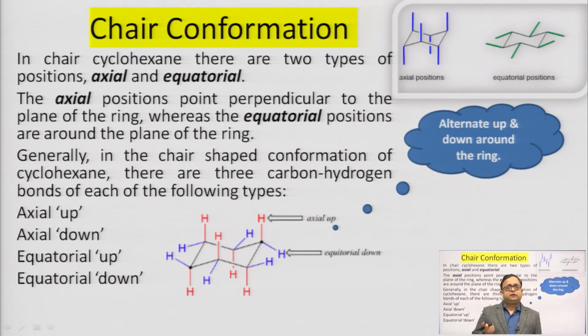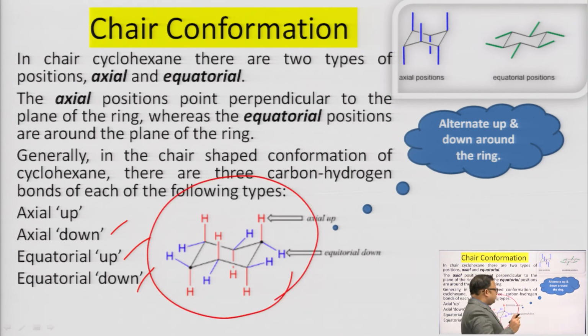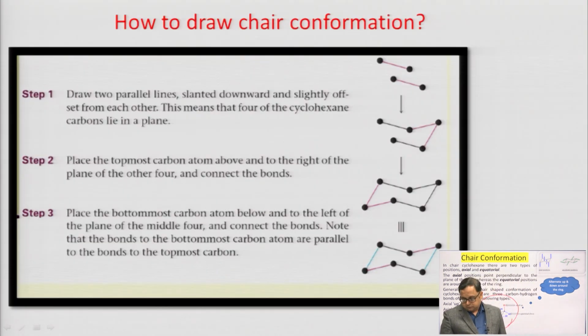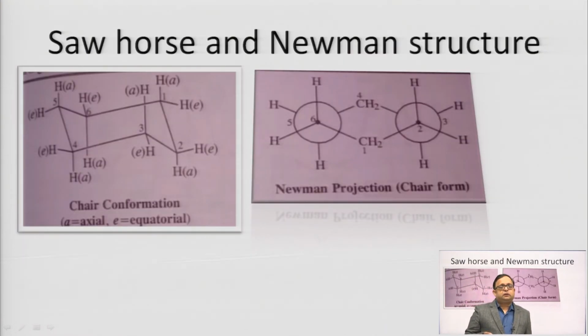In chair conformation, we represent two positions, axial and equatorial. Axial position represents the position perpendicular to the plane of the ring, equatorial position represents the bonds that are roughly horizontal. So, these bonds are axial up, axial down, equatorial up, equatorial down. This type of structure is possible with reference to cyclohexane. Now, the question is how to draw this chair conformation. There are steps. We have to draw two lines, place one atom here and join it, place another atom and join it. In this way we can draw the chair conformation beautifully, and there are two representations of chair conformation, one is the Sawhorse, another is the Newman.